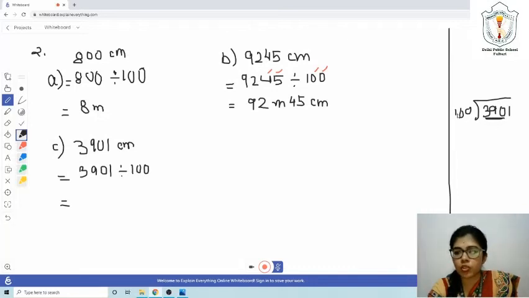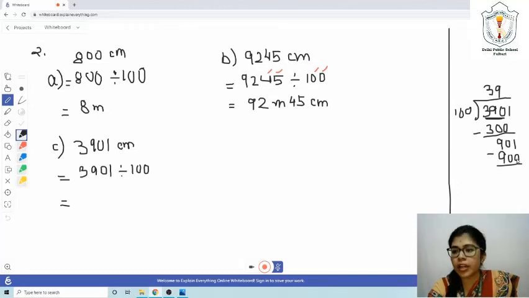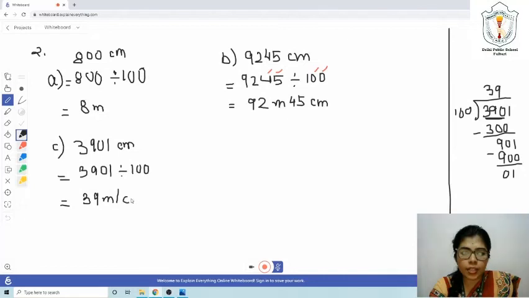Okay, 3 digits. So 100, 3 za 300. Now it is 901. 3 digits divisible by 100. So 100, 9 za 900. Fine. Now what is remaining? 1 is remaining. Just 0, 1. So 0, 1 means actually 1. So here we write 39 meter and 1 centimeter.